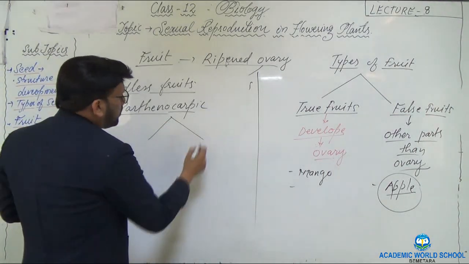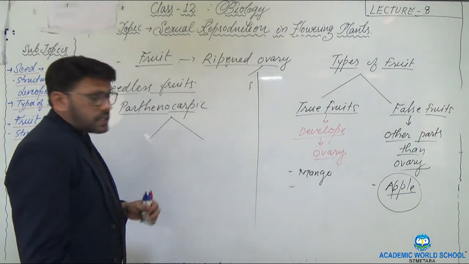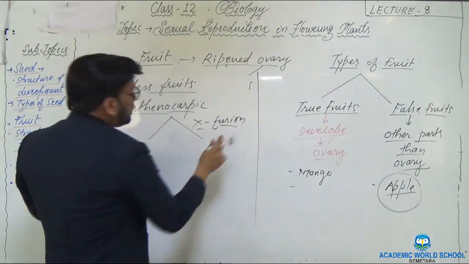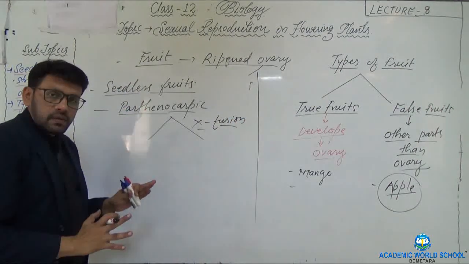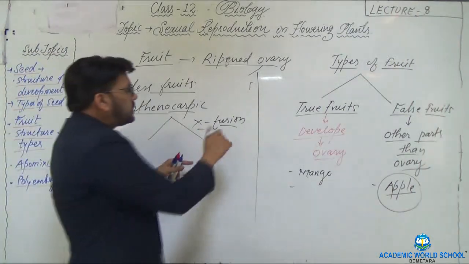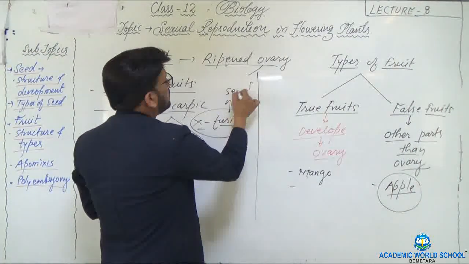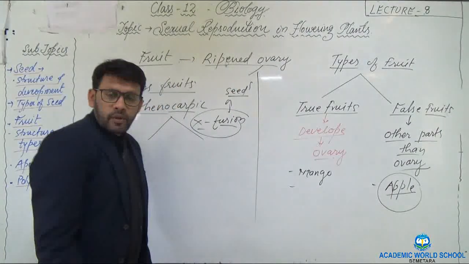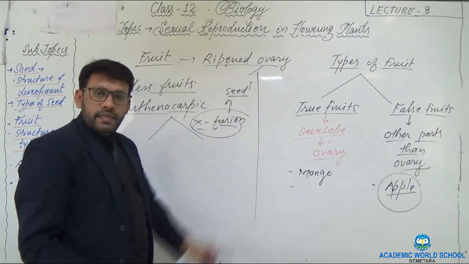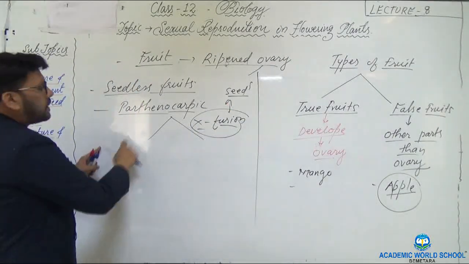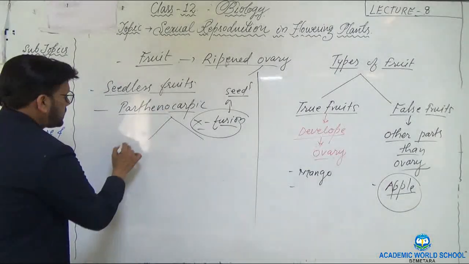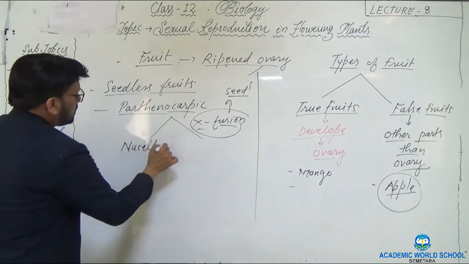Parthenocarpic fruits are formed in different ways. It does not involve fusion. There is no fusion of male and female gamete, because this fusion results in the formation of seed, since inside the ovary the ovule will be fused and form the seeds. So other than the ovary there are different other parts, for example, the nucellus.